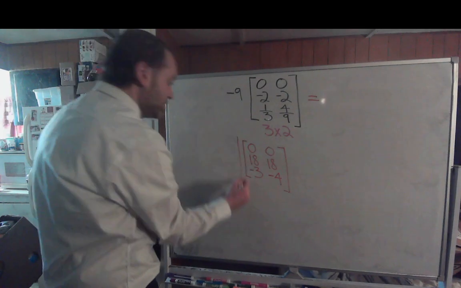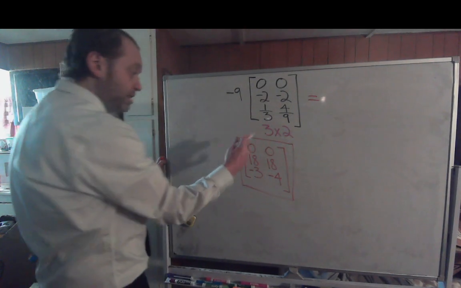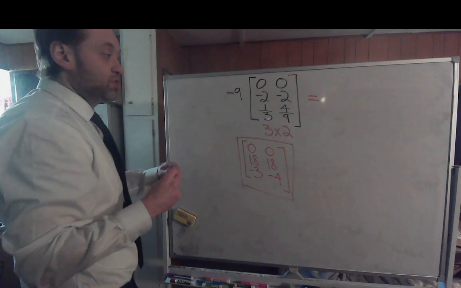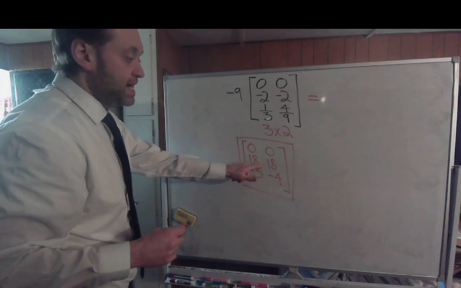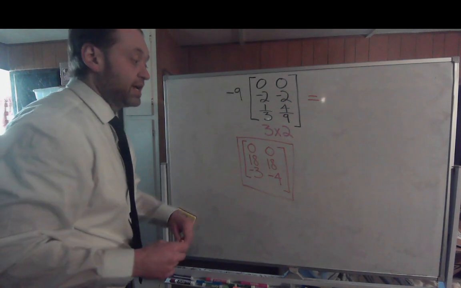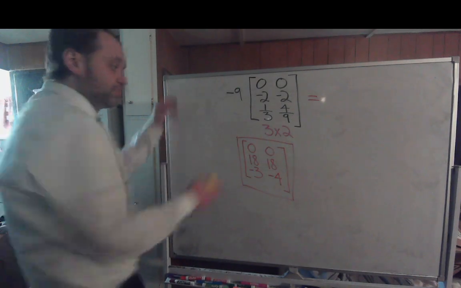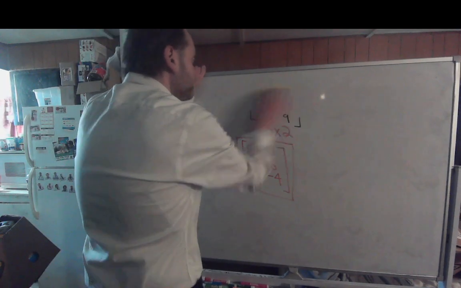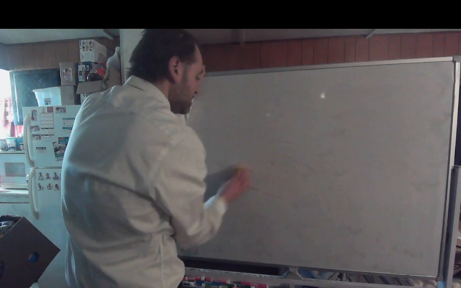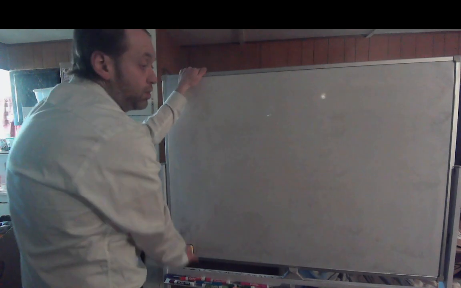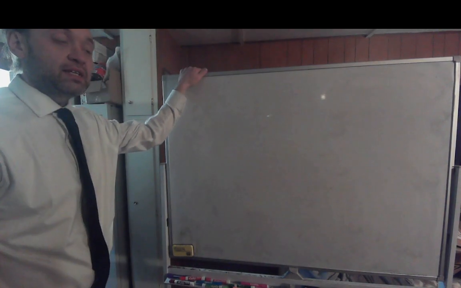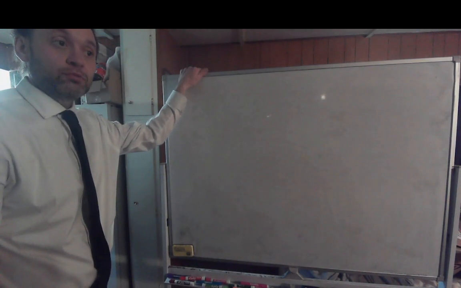So there's my new matrix. It's still a 3 by 2, but I get the new matrix of 0, 0, 18, 18, -3, and -4. Yeah, so that's scalar multiplication. Now, you can, of course, add and subtract matrices with different scalar multiples.